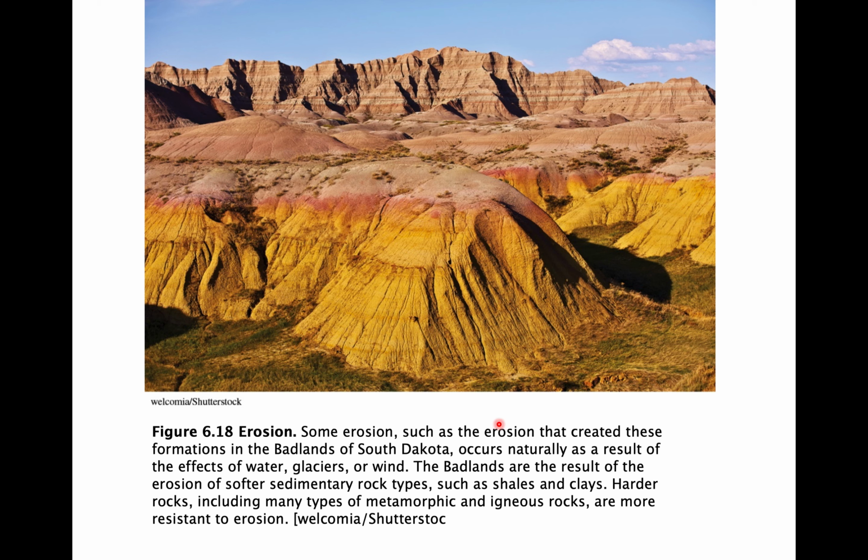Here's a beautiful example of erosion. This is the Badlands of South Dakota. And I mean, there are a lot of different ways this could have happened. Water coming through, pushing along the sides, glaciers, wind. This is the result of really softer types of rocks. So you've got this erosion of sedimentary rock types, shales and clays. So these are less resistant to erosion. So over time, they erode much easier and you get these really beautiful patterns. So the Badlands are a pretty cool example of natural erosion.